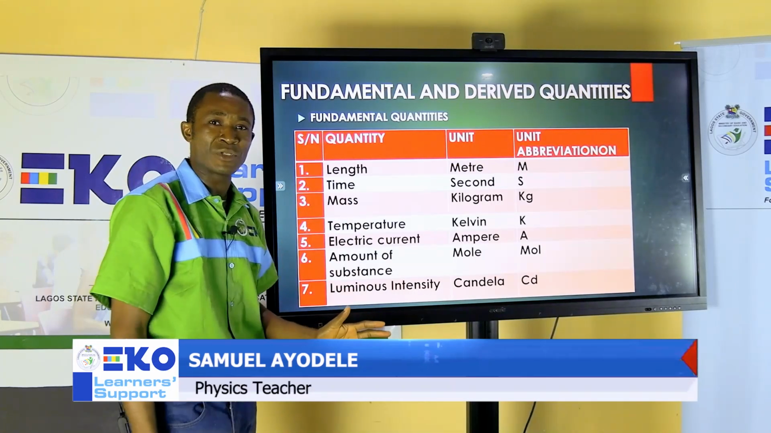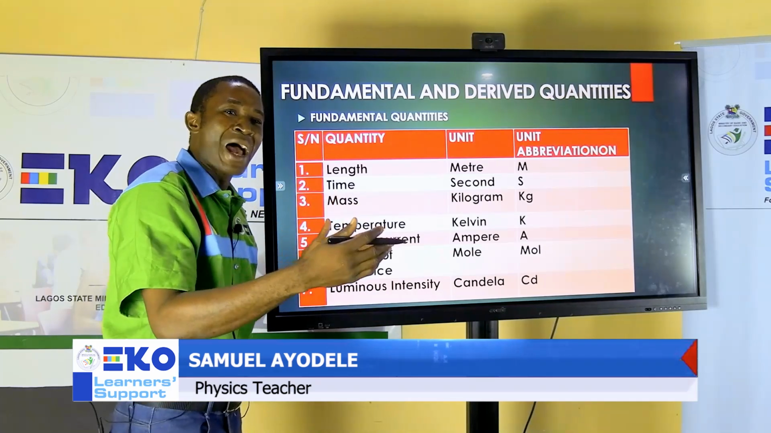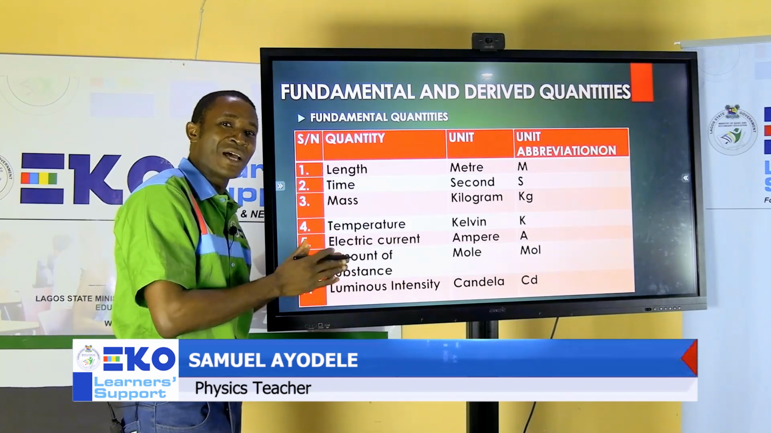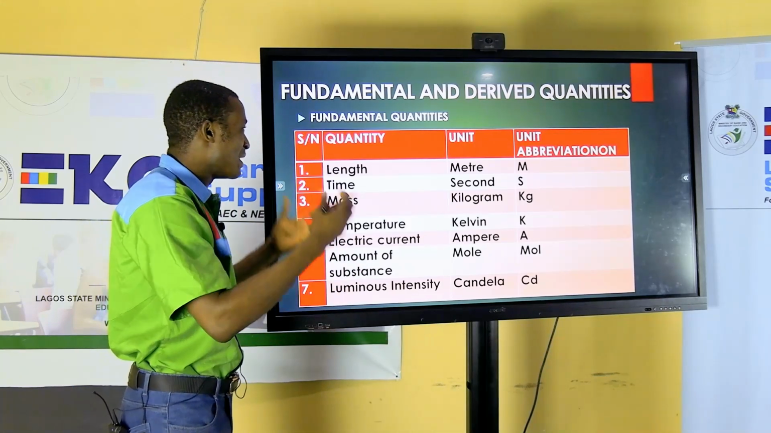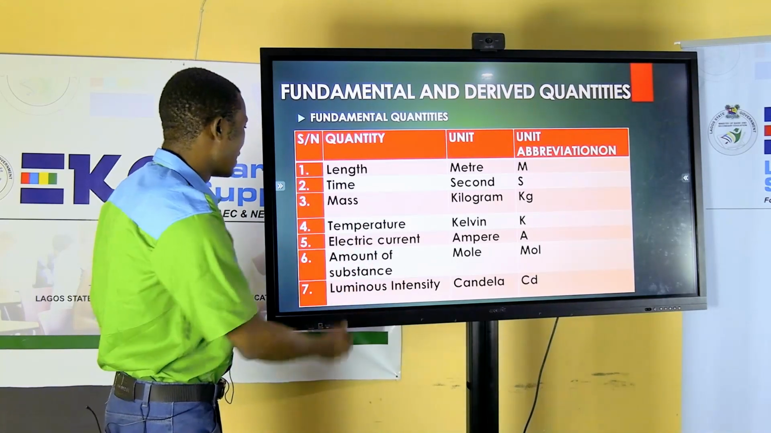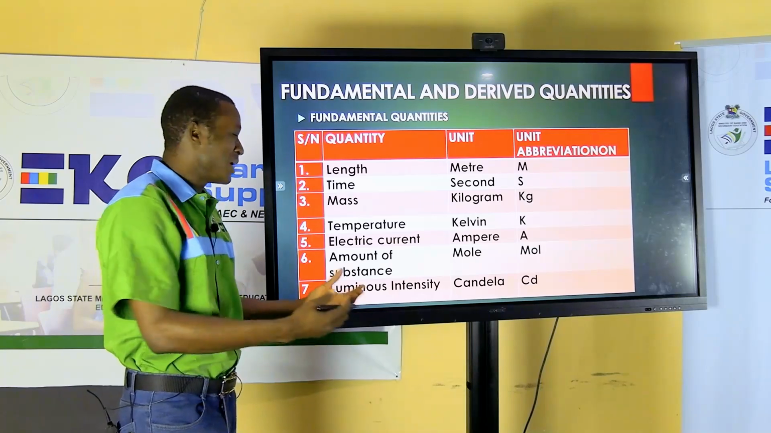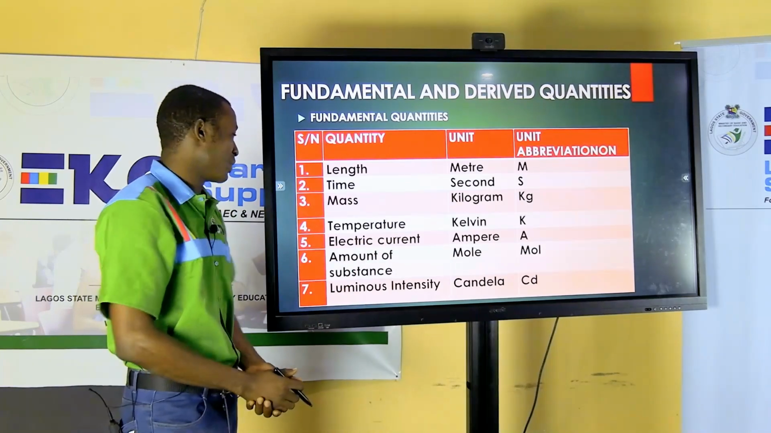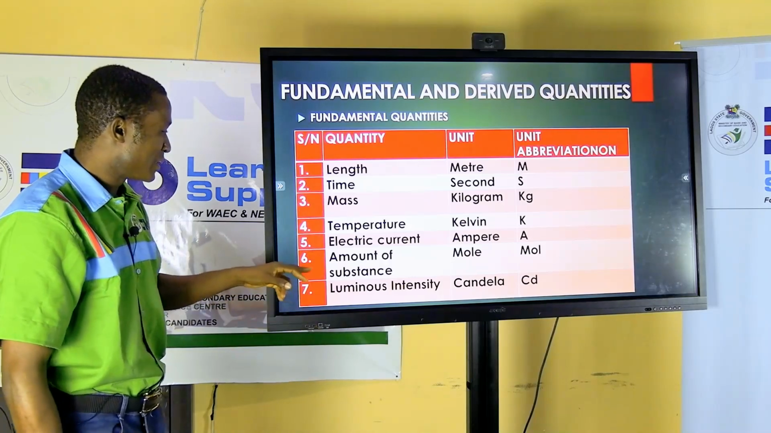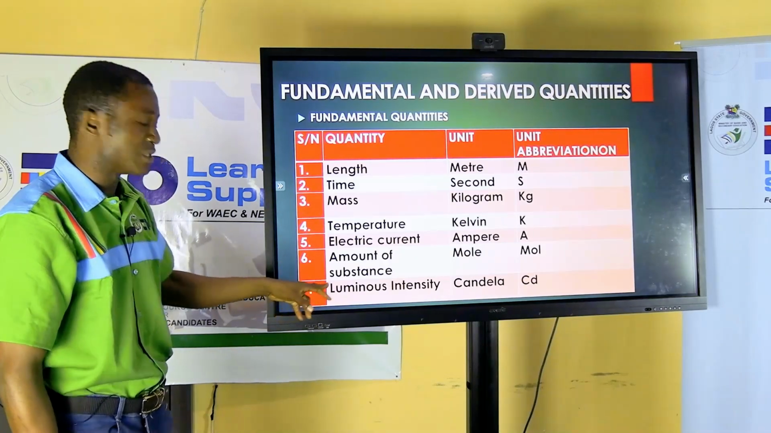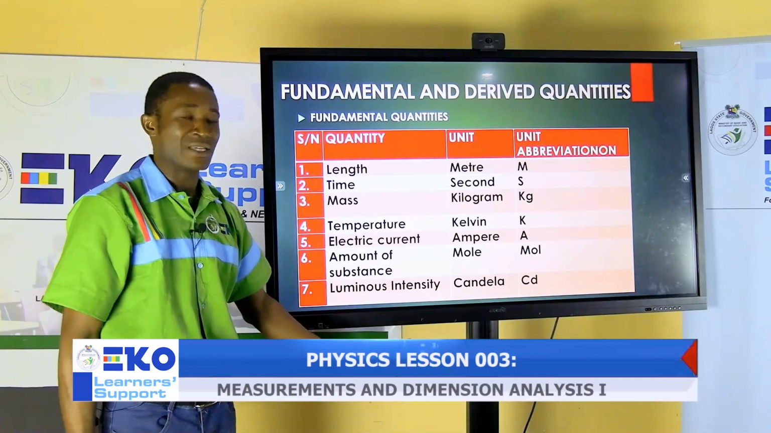More so, temperature. Temperature is telling us how hot an object is or how cold an object is. It is also a fundamental quantity. Electric current also is a fundamental quantity. Amount of substance is a fundamental quantity. Lastly, among these 7 fundamental quantities, we have luminous intensity.